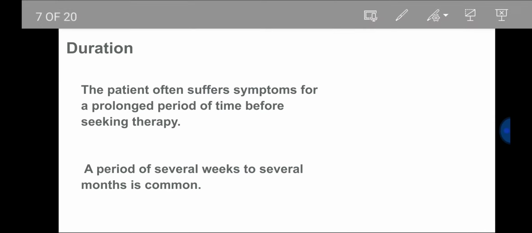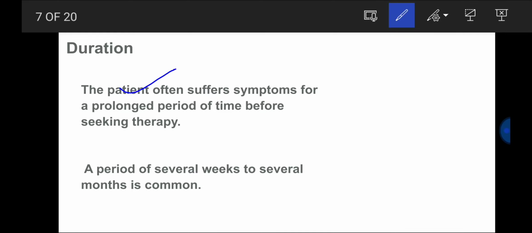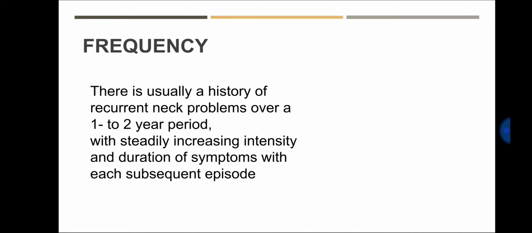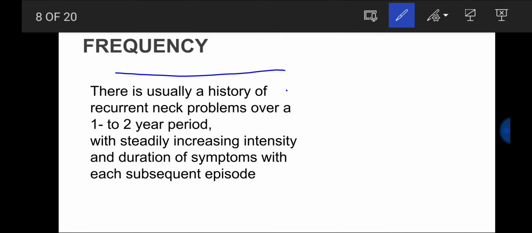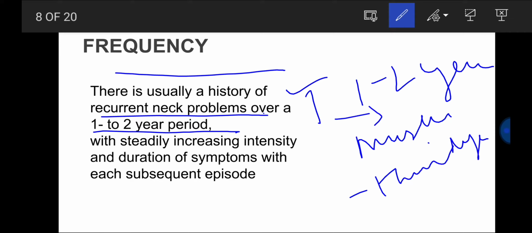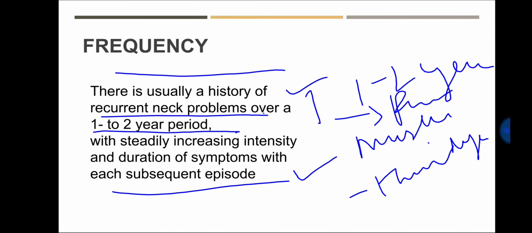Duration. The patient often suffers symptoms for a prolonged period of time before seeking therapy. A period of several weeks to several months is common. Frequency. There is usually a history of recurrent neck problems over 1 to 2 years. So here you see that 1 to 2 years is a very long time. So muscles are already weakened and there are some degenerative changes, and that may lead to facet joint syndrome, with steadily increased intensity and duration of symptoms with each subsequent episode.